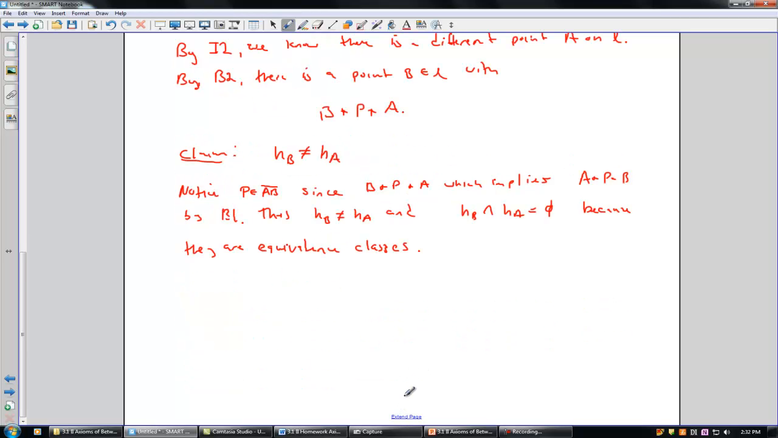All right, so now we know they're not equal, we know they don't intersect, and so now we want to show that these are the only two. So again, just like before with the half planes, we let C be on the line, but not P. And we want to show that either the half line containing C is equal to the half line containing A, or the half line containing C is equal to the half line containing B.